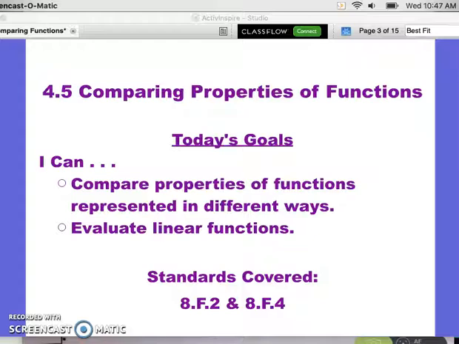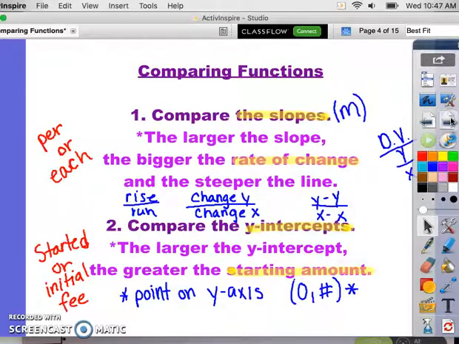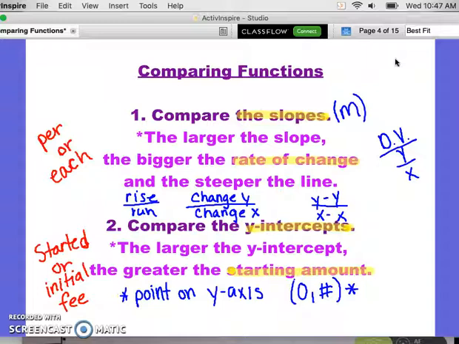4.5, comparing properties of functions. All right, so comparing functions, the first thing you're going to want to do is compare the slopes. The larger the slope, the bigger the rate of change, and the steeper the line.